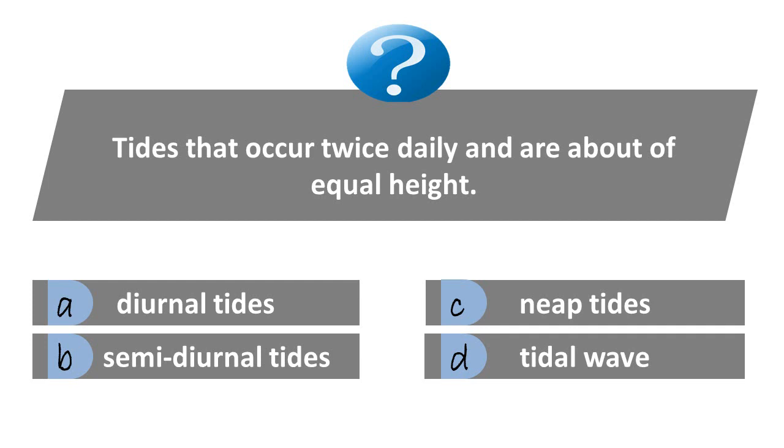Tides that occur twice daily and are about of equal height. A. Diurnal tides, B. Semi-diurnal tides, C. Neap tides, D. Tidal wave.